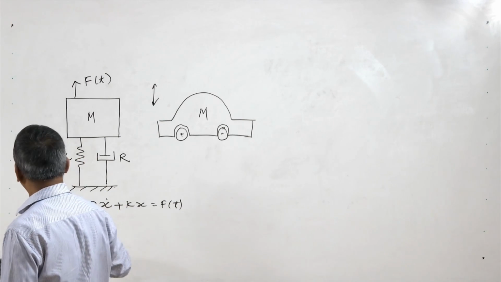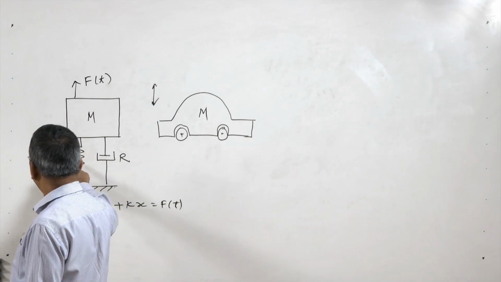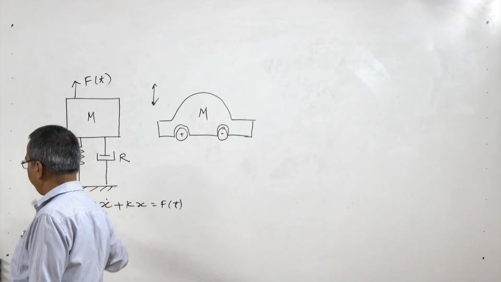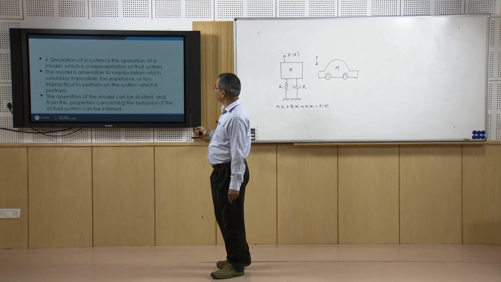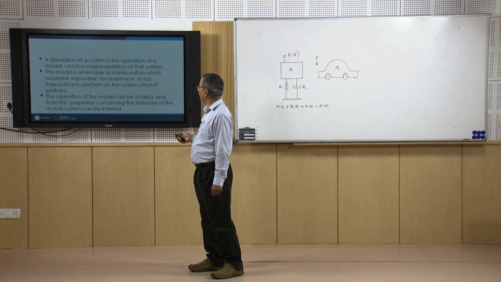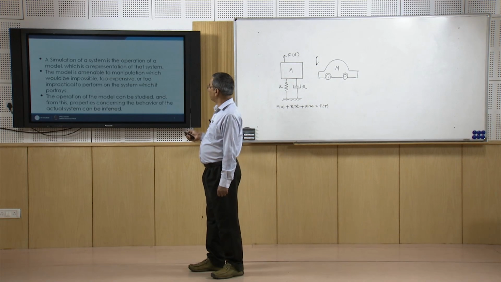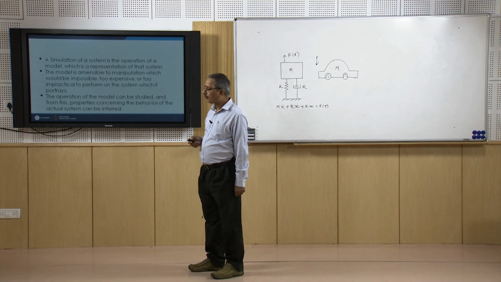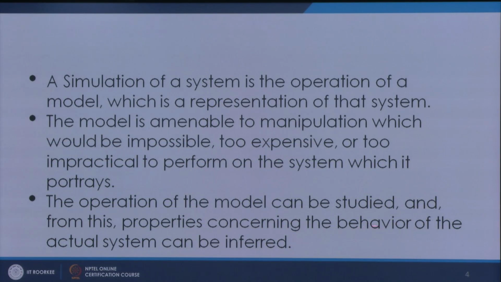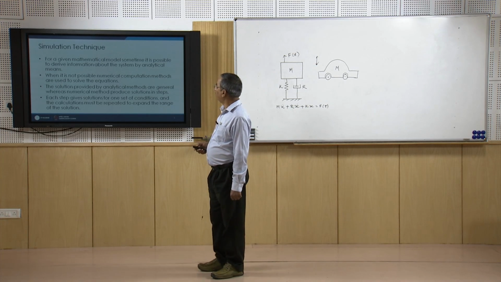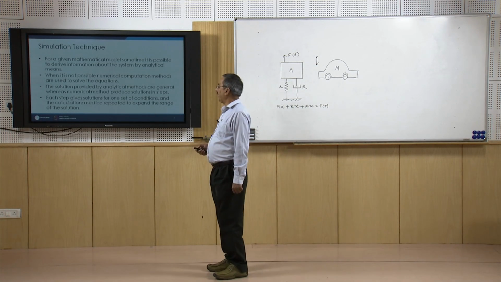But in mathematical modeling and simulation, we can change these stiffness and damping values, and we can see the behavior. So, this is what I mean by the model is amenable to manipulation. The operation of the model can be studied, and from this, properties concerning the behavior of the actual system can be inferred. Now, let us see the simulation technique as such.